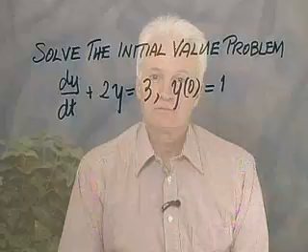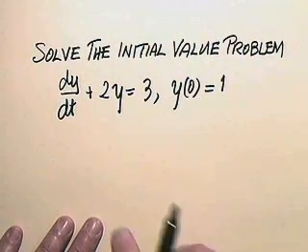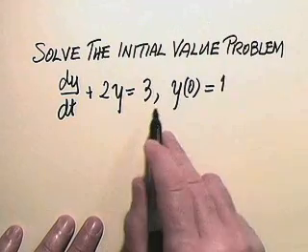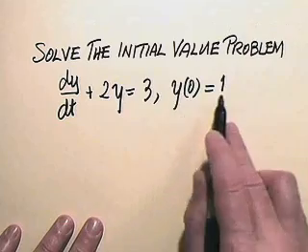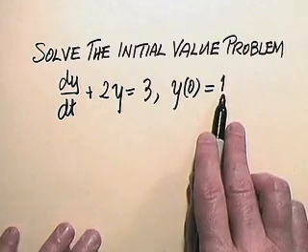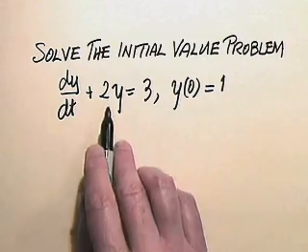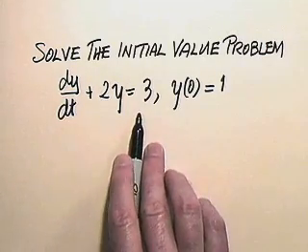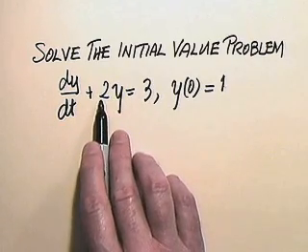Now let's solve an initial value problem for a first-order linear differential equation. Solve the initial value problem, dy dt plus 2y equals 3, with the condition y at 0 equals 1. This condition y at 0 equals 1 is what makes this an initial value problem. Notice the differential equation itself is already in standard form, and so this coefficient of y is what we've been calling p.